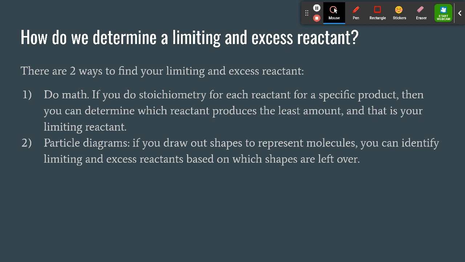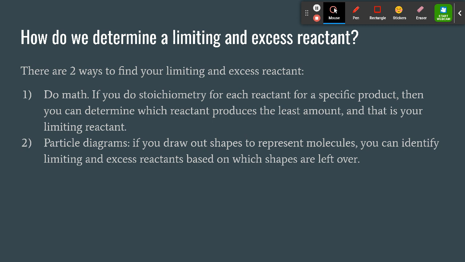There are 2 ways we can find a limiting reactant and an excess reactant. The first way is doing math. So again, if you haven't grabbed a calculator yet, pause the video now and go grab a calculator because we're doing some stoichiometry. The stoichiometry is going to let us calculate, based off of a single product, how much is going to be made based off of what reactants we have. Sounds a little confusing. When we do the math, it's going to make sense, I promise.